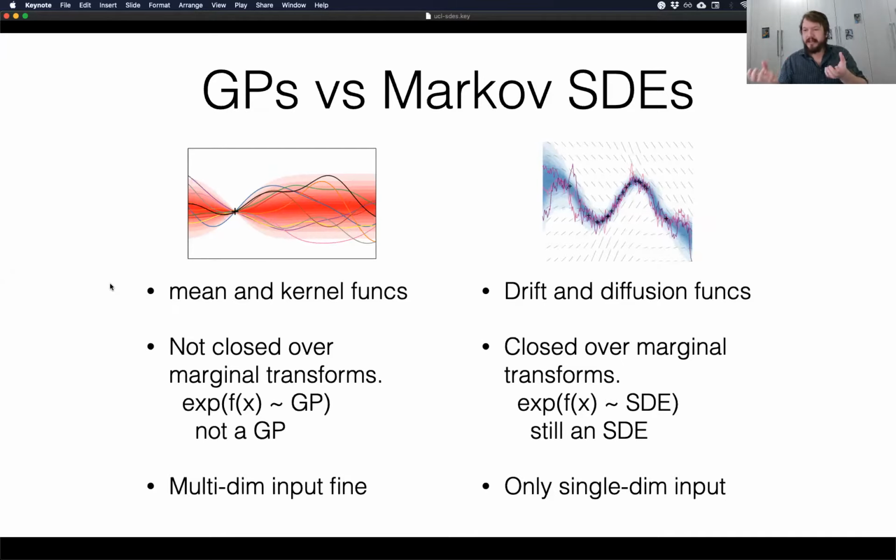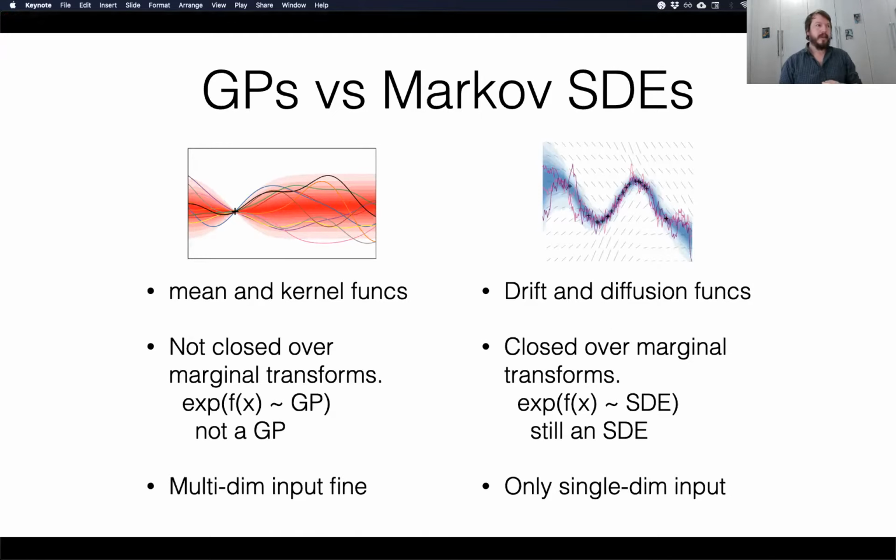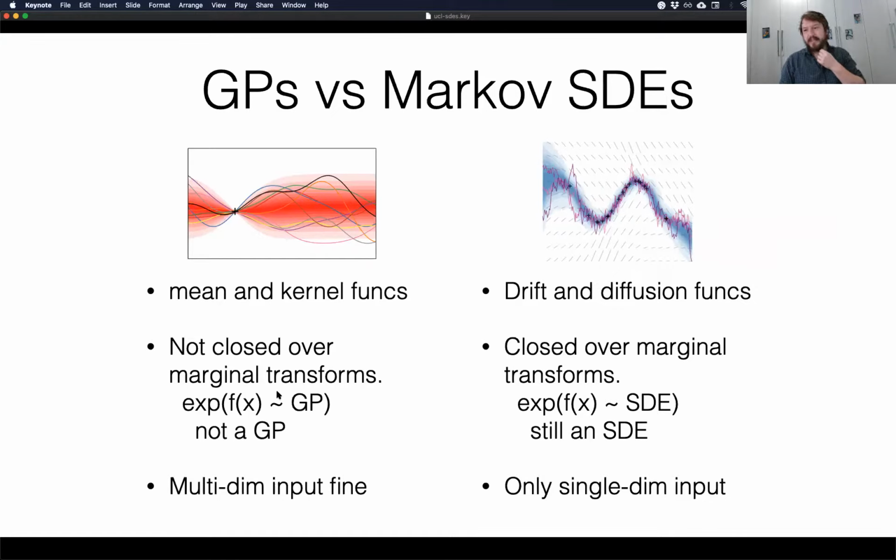Okay, and I mentioned that I would talk about pros and cons of this model class. In GPs, we have these mean and kernel functions that we specify, and that gives us a prior over functions. Here we have the drift and diffusion functions, same sort of thing. However, this is what killed me when I was a PhD student: if I take a function drawn from a GP and transform it, say I take the exp of that function, then I don't have a GP anymore. And so I can't really use my machinery.